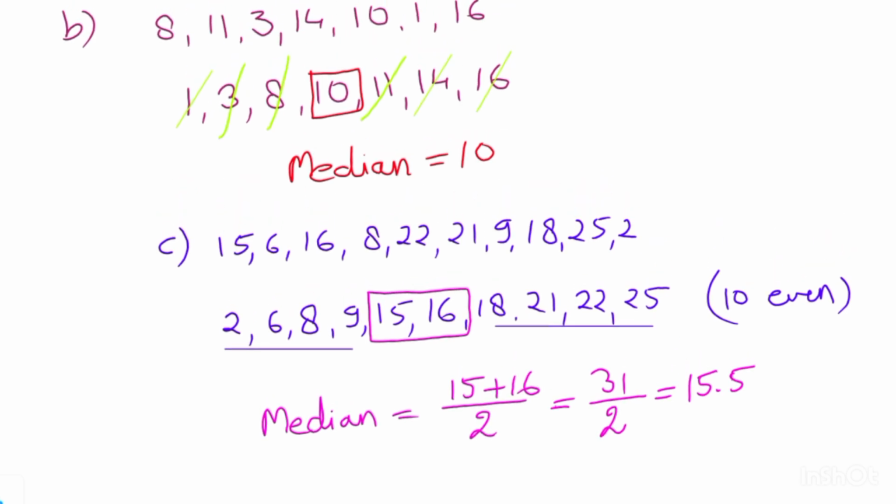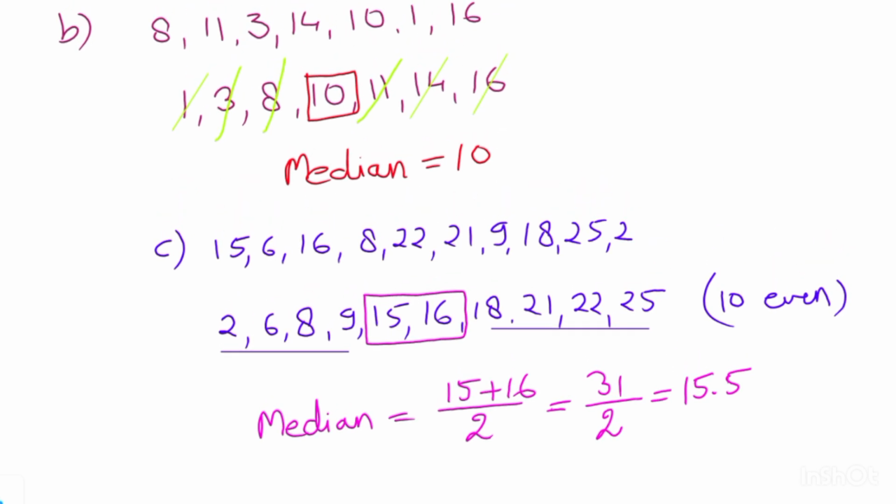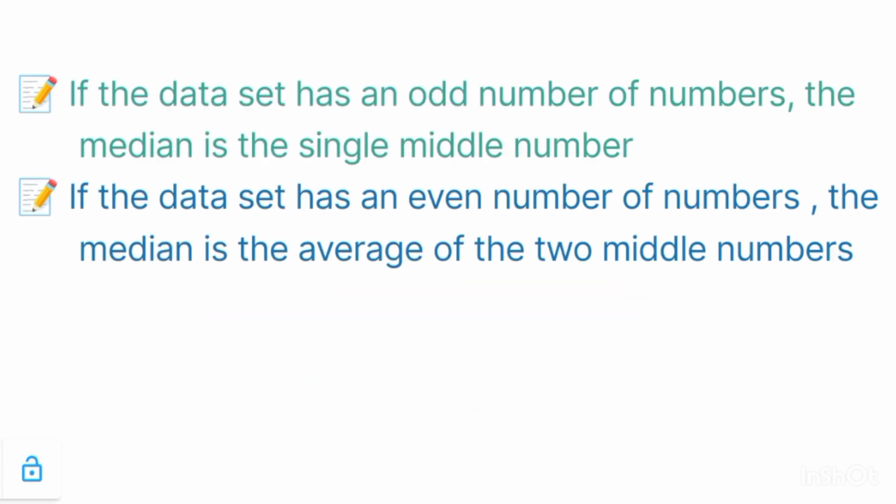So what we have learned? First, we have to write the data in ascending or descending order, and if the data is odd in numbers, then the middle term is the median of the data set, and if the data is in even numbers, then the average of two middle numbers is the median of the data set. So here are the things to remember. If the data set has an odd number of numbers, the median is the single middle term, and if the data set has even number of numbers, the median is the average of two middle numbers.